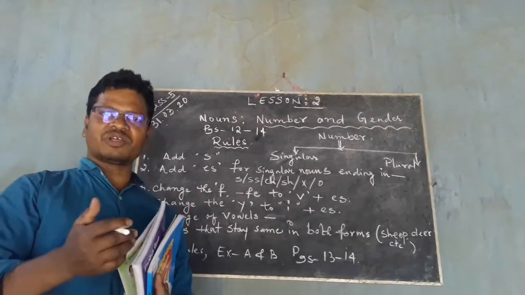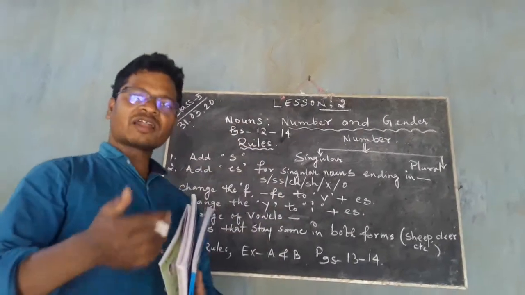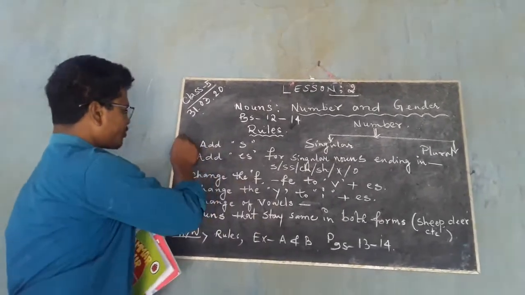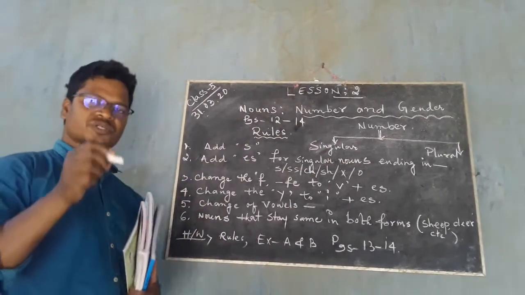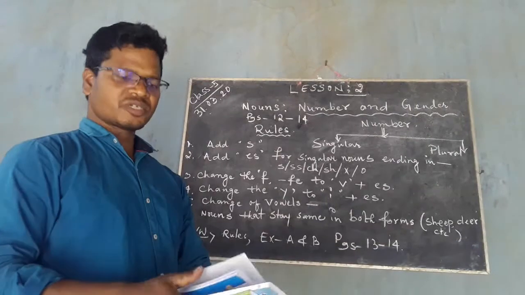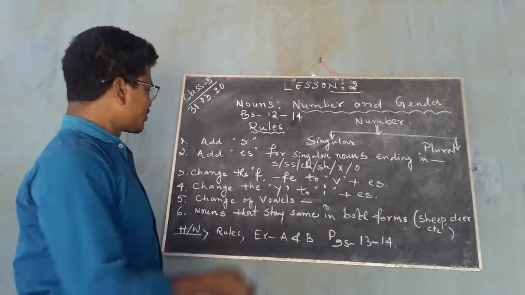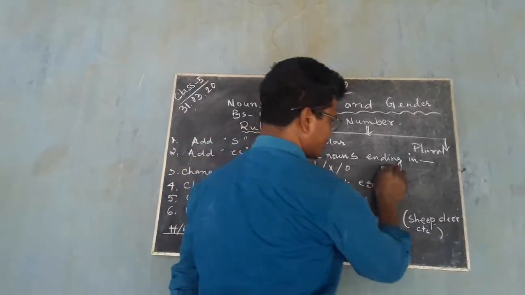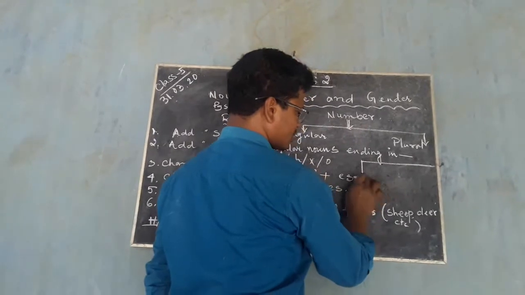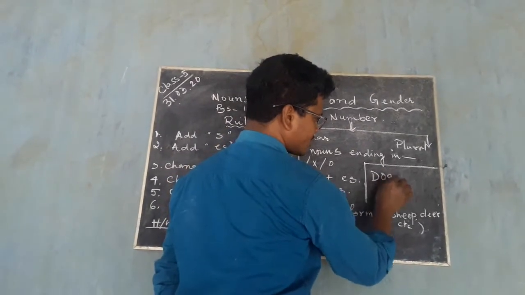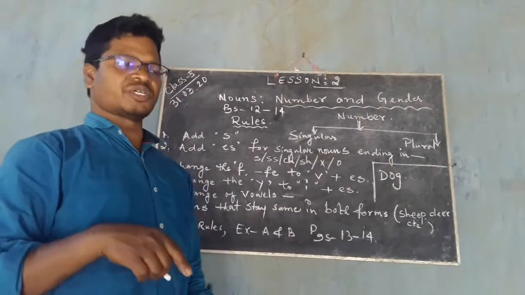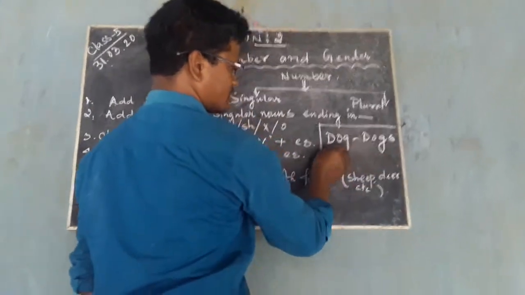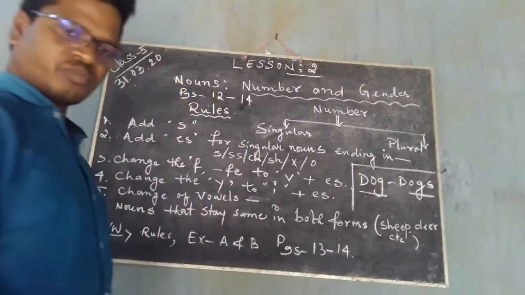When we change a singular noun into plural, there are certain rules which need to be followed. Now the first one, what do you say? The first one is add s to the singular number to make it plural. I just want to show you one example. Like you have a dog, this is a singular number. When we change it into plural, what do we do? We add s.